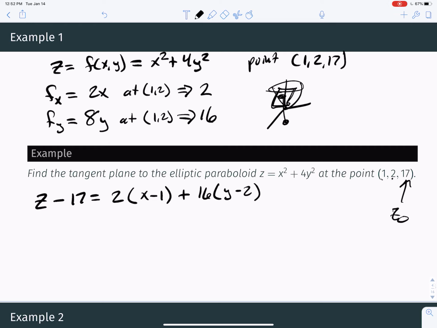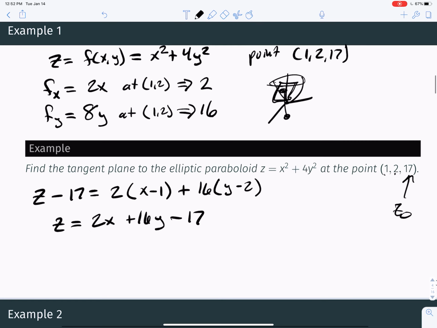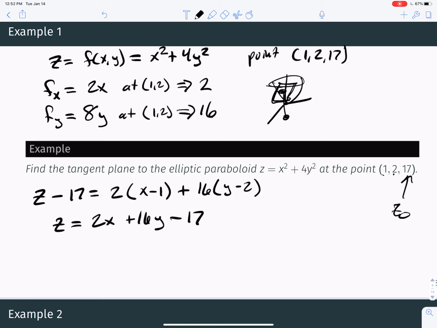Or if you want, you can multiply this out, and I think you get z equals 2x plus 16y, and we're going to have negative 32, and minus 2 is negative 34, plus 17, so I think it's minus 17. You see this should look like an equation of a line, but it's an equation of a plane. You've got your x and your y and your z. All right, so there's that one.